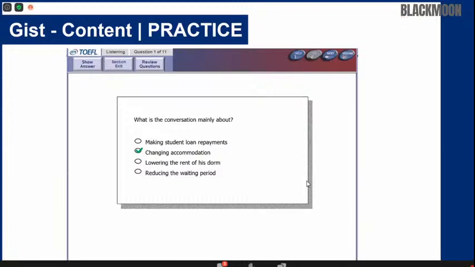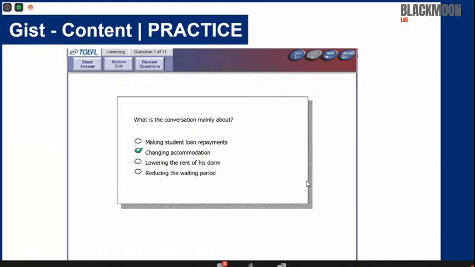So even though he came in, it was probably less than 10 seconds that they discussed student loan repayment. And that was not the main topic. That was just something that she mentioned in passing. So again, a very small part of the entire conversation. Some of you said 3 and 4. 3 and 4 were again related to him changing accommodation.